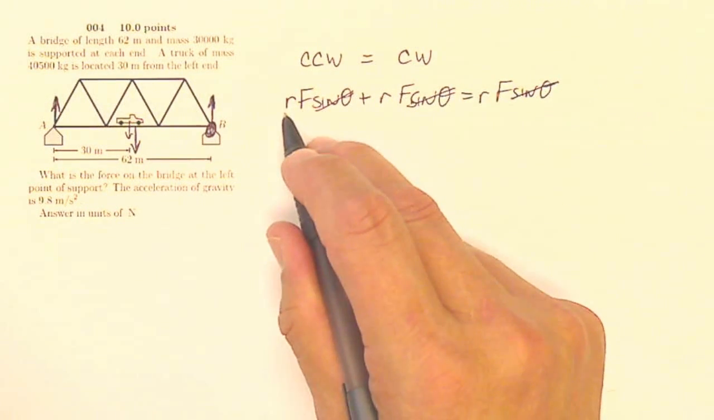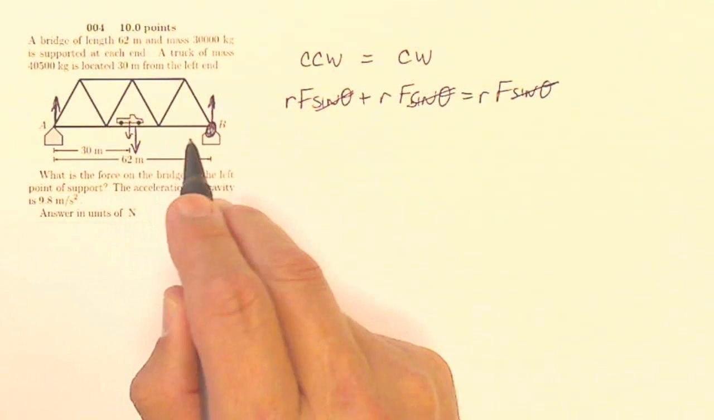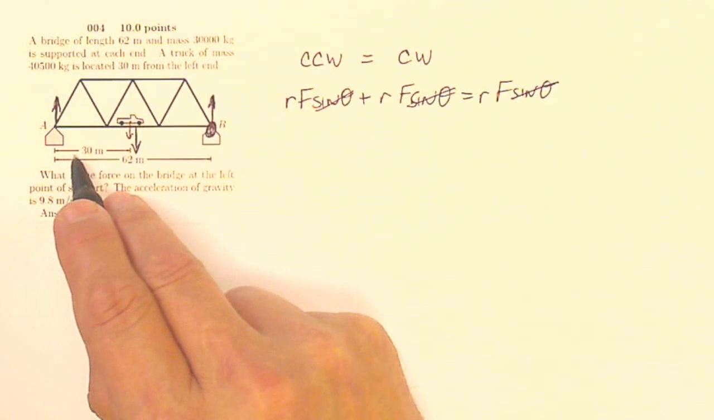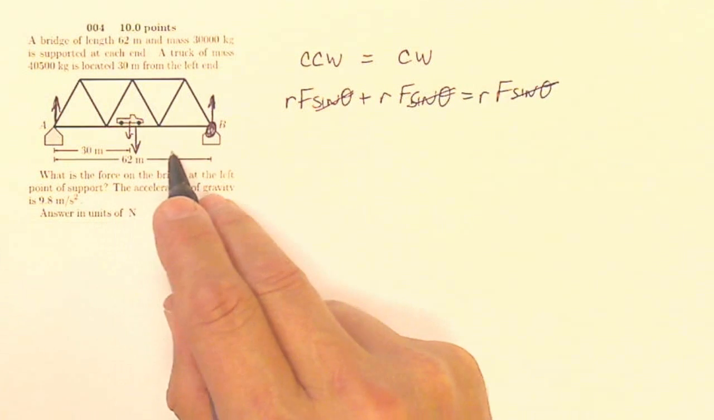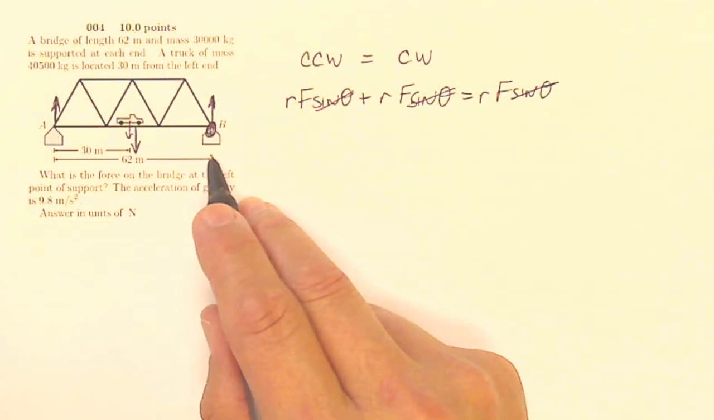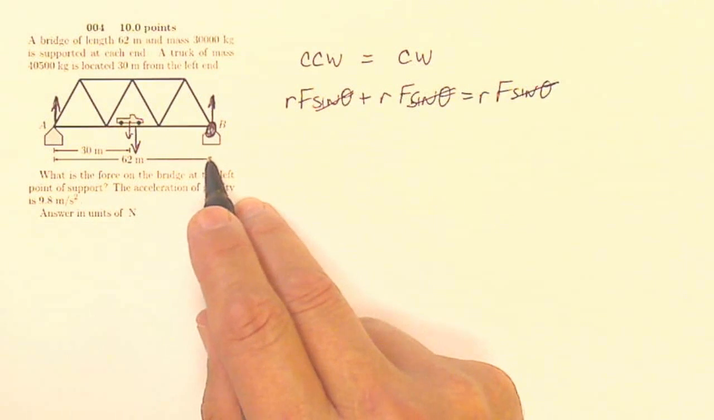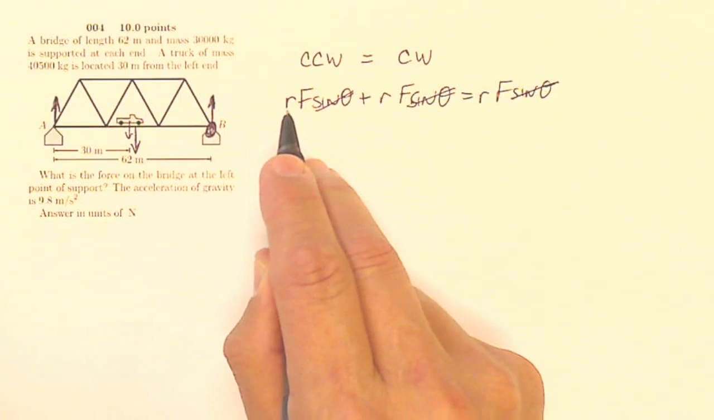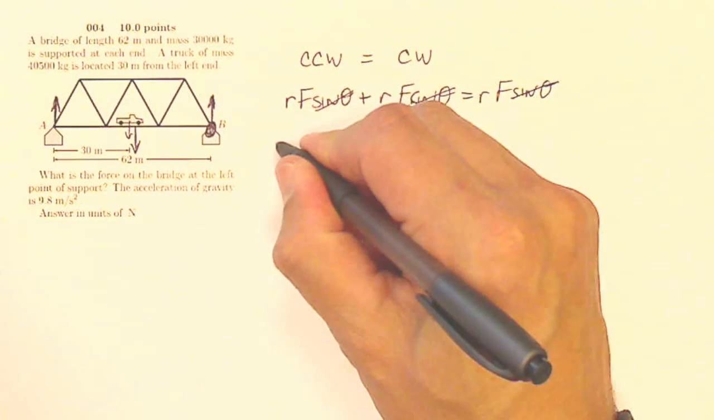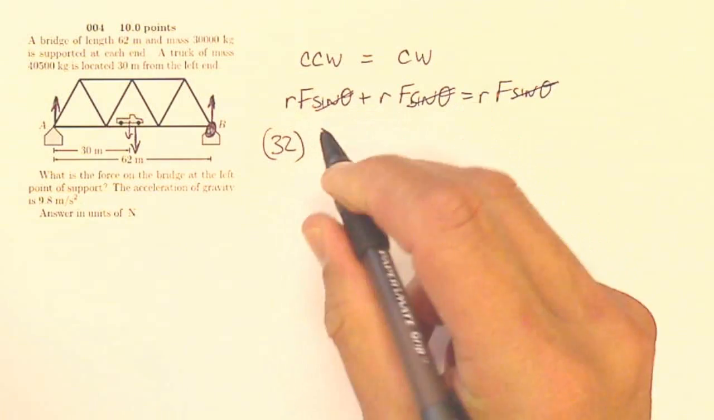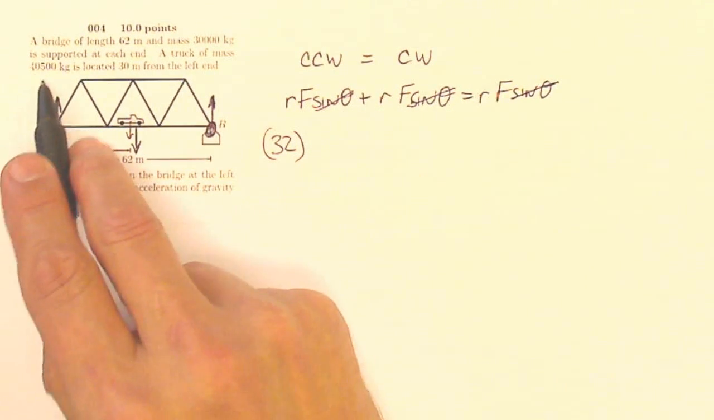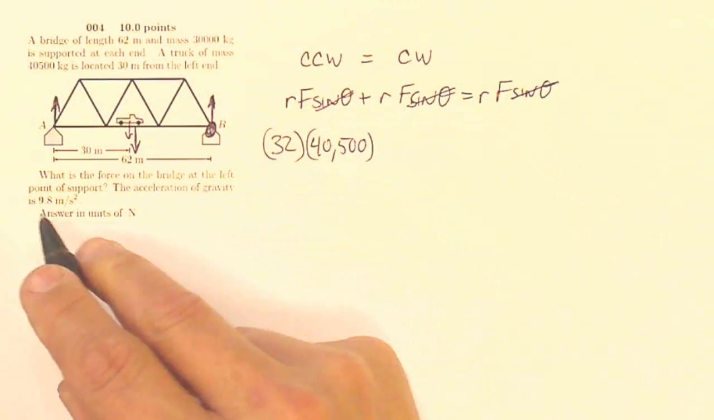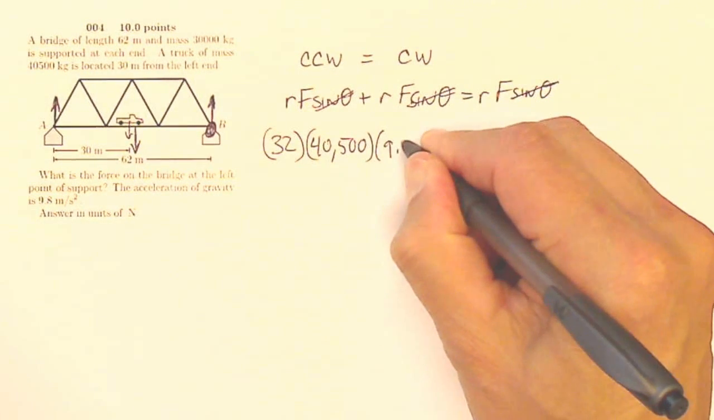So now let's talk about the truck. How far away is the truck from support B? Well, the total length is 62 meters. The truck is 30 meters from the right, so it must be 32 meters from the left. Again, the bridge is 62, the truck is 30 meters from the right. I want to know how far it is from B, because r is the distance from the pivot. So that's going to be 32. The force on the truck is going to be the mass times gravity, so that's going to be 40,500 times my gravitational acceleration of 9.8.